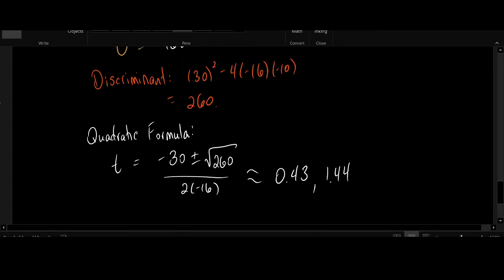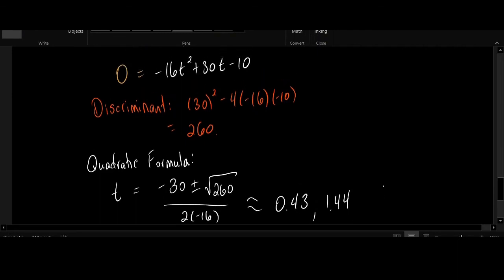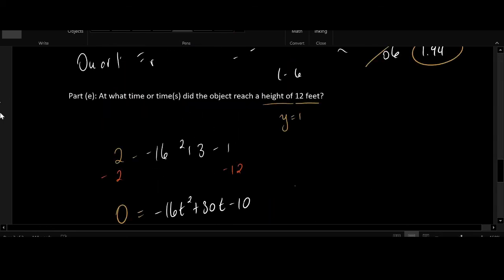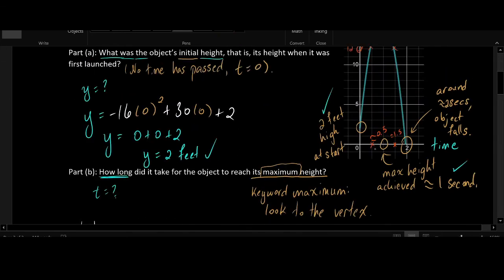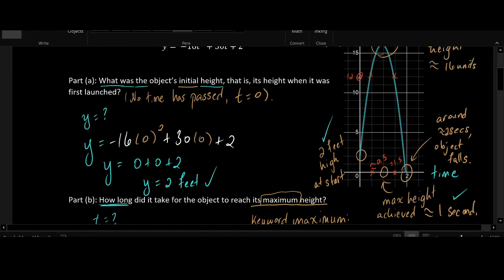Now I've gone ahead and put that into the calculator, and we have attained the two t values 0.43 and 1.44. So let's go ahead and make sure that this makes sense based on what we saw in the graph. And sure enough, this does match the fact that we saw a height of 12 being reached by the object at a time of around 0.5, so that's our 0.43. And we saw it being reached again at a time which is in the ballpark of 1.5, so that's our 1.44.